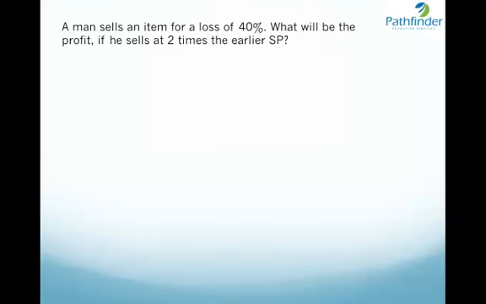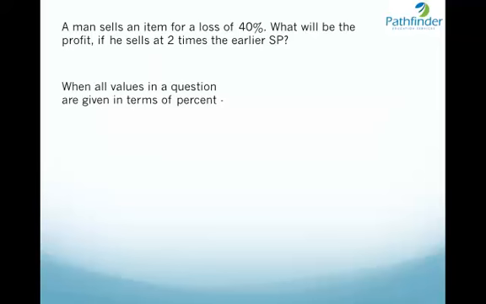Let us solve another question. A man sells an item for a loss of 40%. What will be the profit if he sells at 2 times the earlier selling price? Now we see that in this question, all values are given in percentage terms. So whenever every value is given in percentage terms, I suggest you assume something as 100 to solve the question.